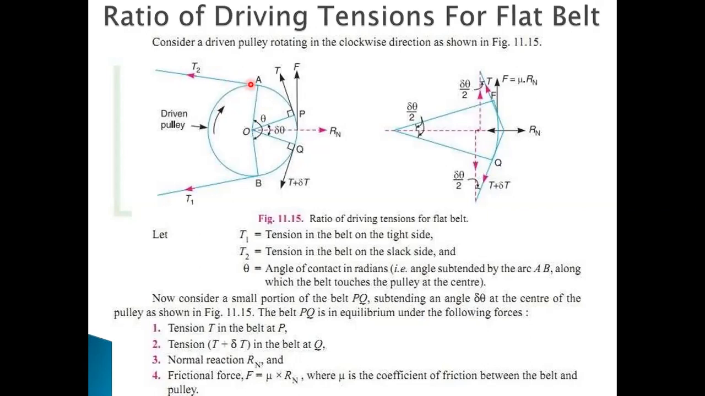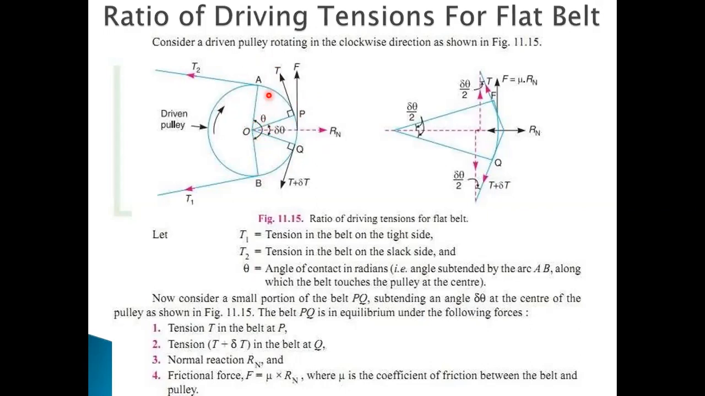Wrap angle of the belt means the angle which is generated due to the belt being wound on the pulley; it is called the angle of contact, or the wrap angle, right? So theta is the wrap angle, and here we are taking delta theta, a smaller portion of the angle. Why are we going to take it?